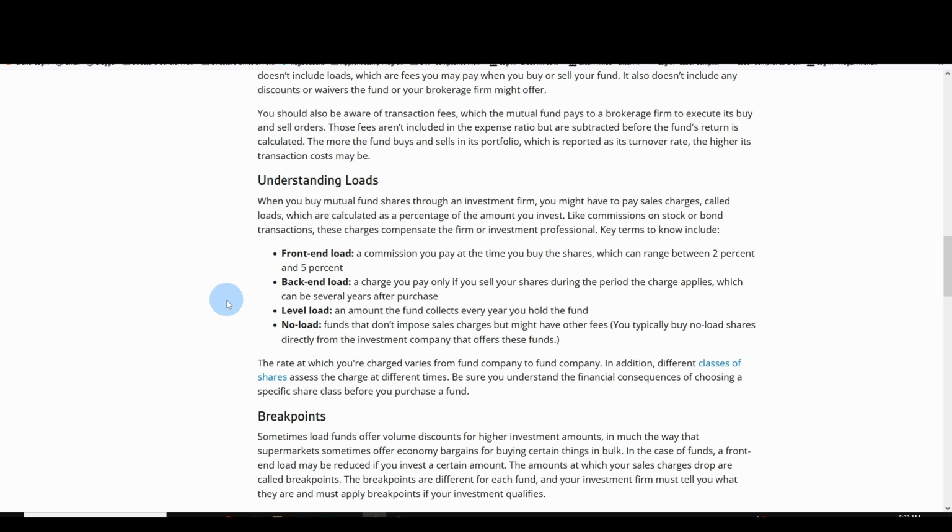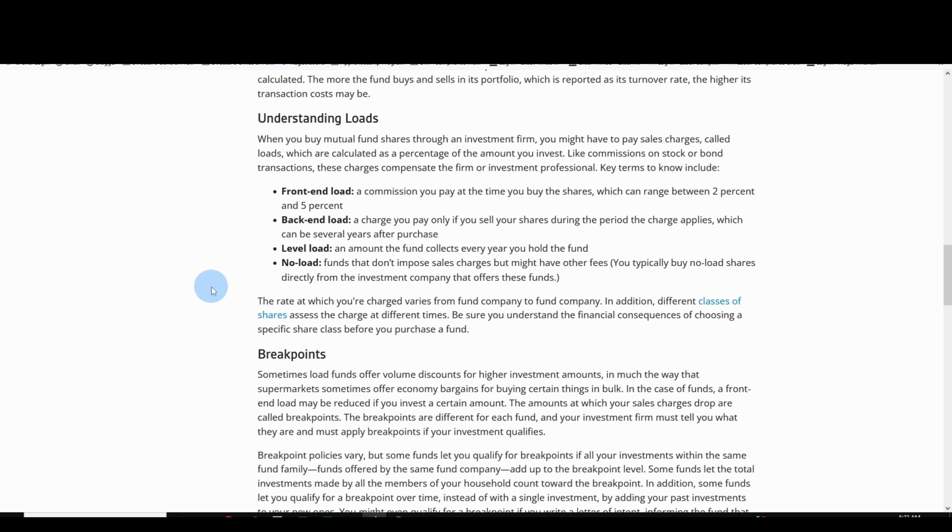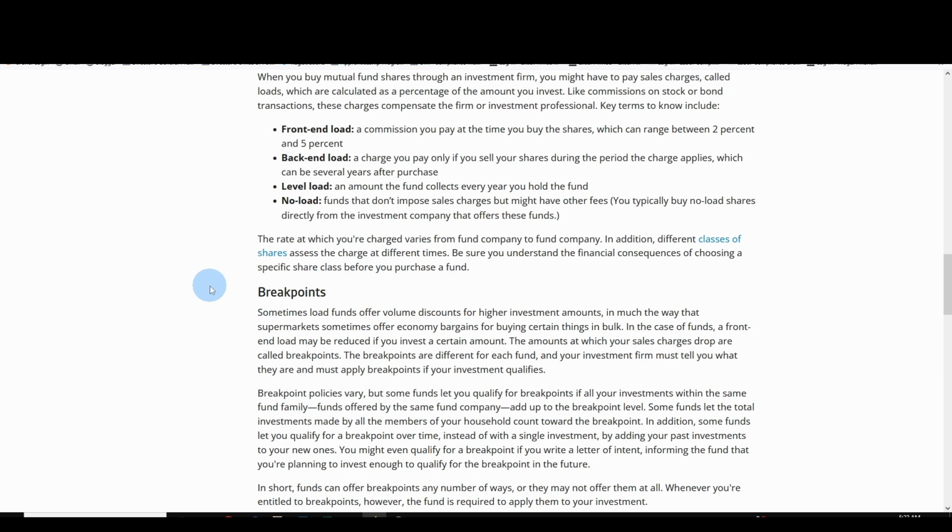A level load, an amount the fund collects every year you hold the fund. No load, funds that don't impose sales charges but might have other fees. You typically buy no load shares directly from the investment company that offers these funds. The rate at which you're charged varies from fund company to fund company. In addition, different classes of shares assess the charge at different times. Be sure you understand the financial consequences of choosing a specific share class before you purchase a fund.